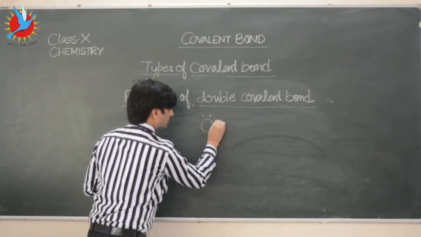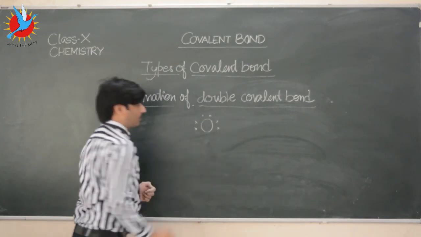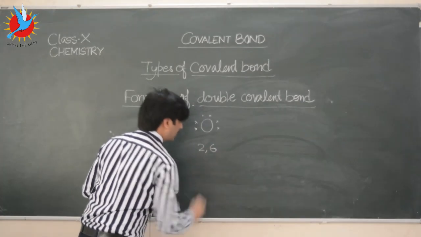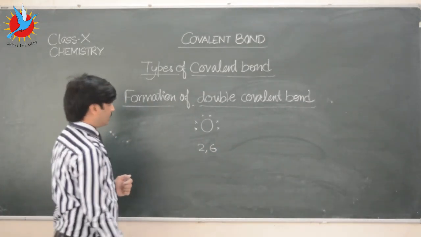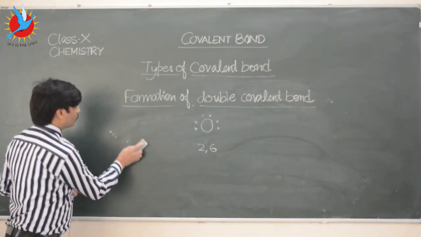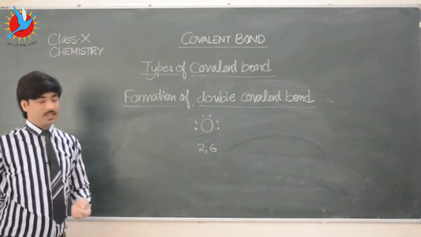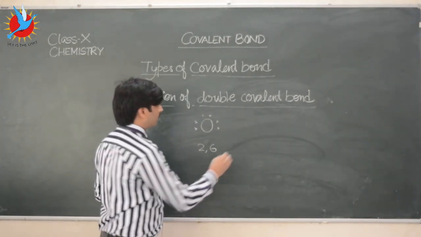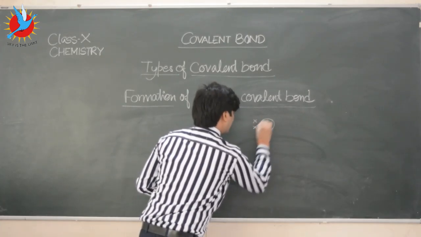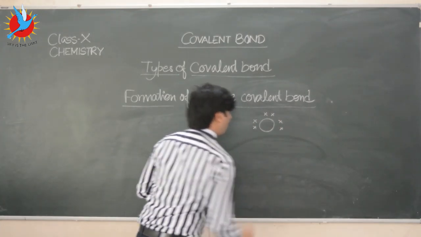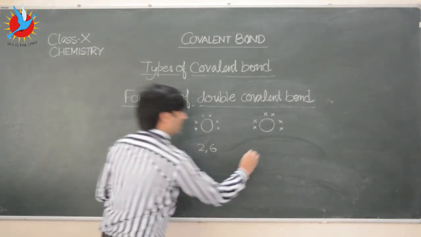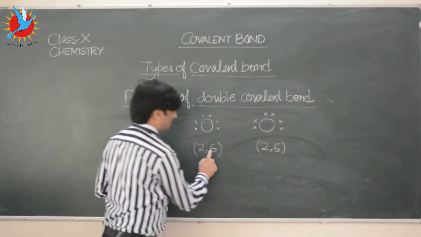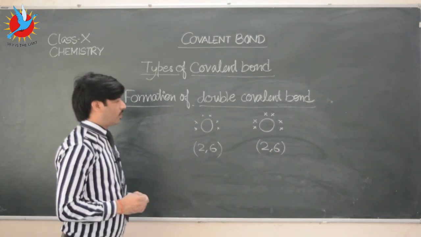So oxygen has 6 electrons in its outermost cell, because its electronic configuration is 2,6. It means it needs 2 electrons to get the stable electronic configuration of the nearest noble gas, that is neon. And this represents the other atom of oxygen. It also has 6 electrons in its outermost cell, and its electronic configuration is also 2,6.